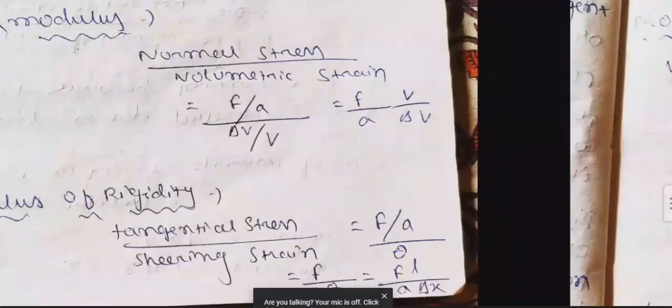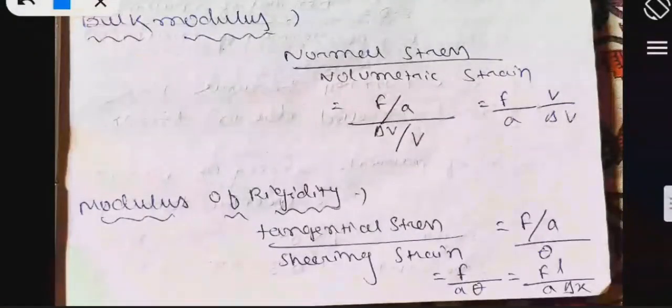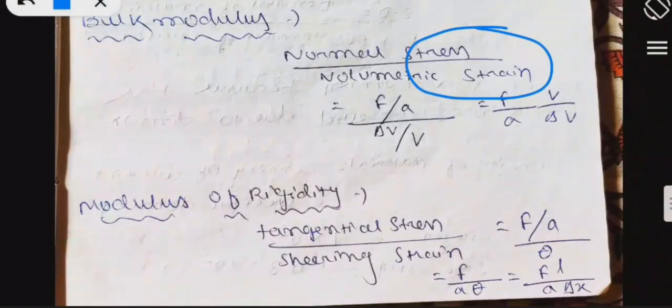Now moving on to the next one, that is bulk modulus. The bulk modulus is the ratio of normal stress to volumetric strain. This is the bulk modulus. Obviously, the formula for any modulus of elasticity is stress upon strain, because you are going to apply stress and that much strain is going to be produced, right? Strain is what? Change in configuration, right? Change in the structure, right? So that is because of what?